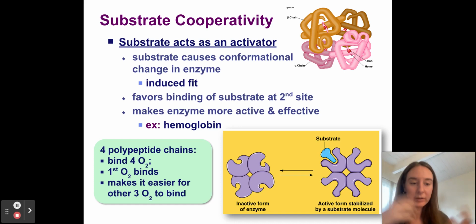We already learned that substrate binding to the enzyme in the active site can change the shape of the enzyme, induced fit. But what happens is it actually helps. Let's say this is an enzyme here and it has multiple active sites. We can actually make the other active sites even more available to bind to a new substrate. It makes the enzyme even more active and effective. Let me give you an example.